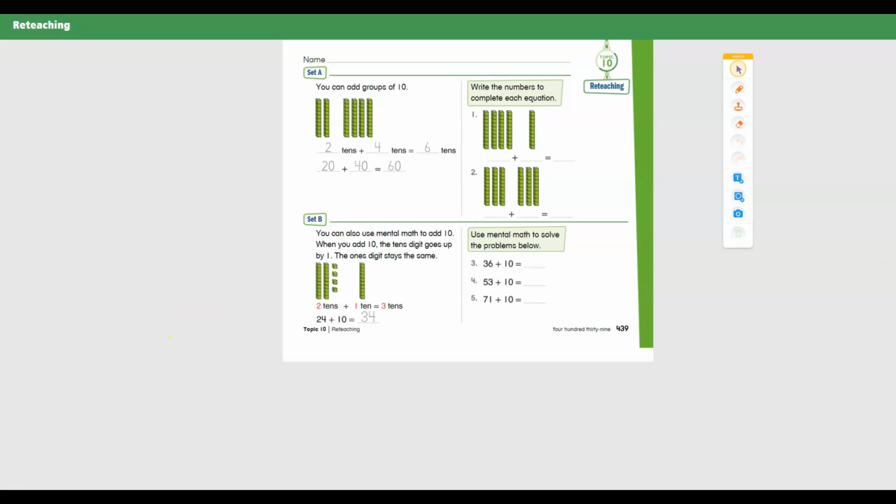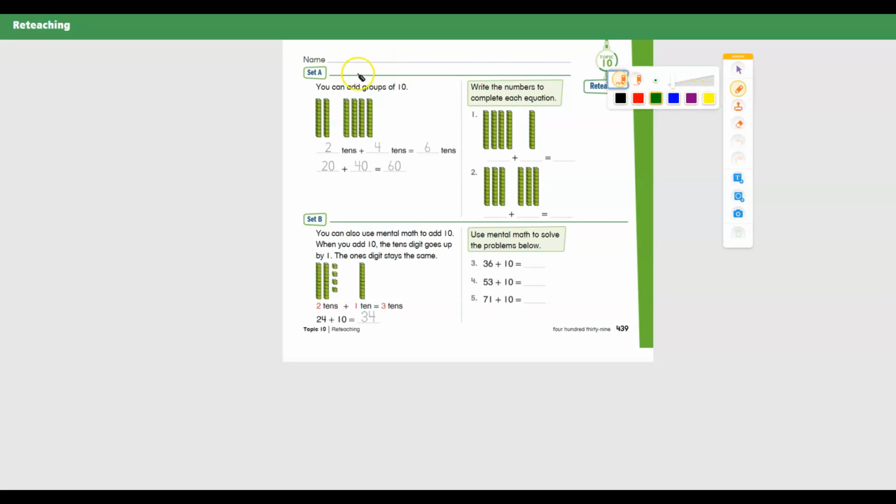Each section is broken into different sets. We have set A and set B on the first page. The side on the left is an example of how we will solve, and then you will complete the side on the right. Let's go ahead and get started with set A.